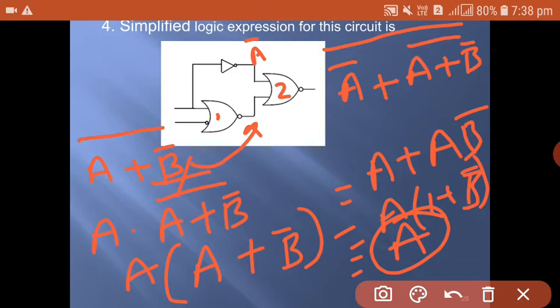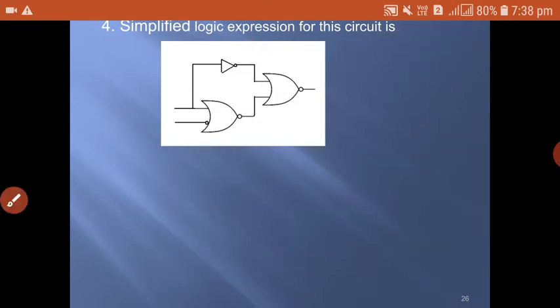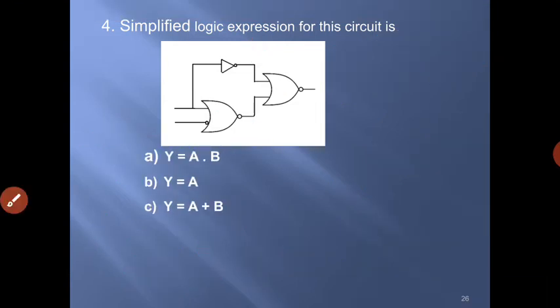Even though the circuit looks bigger, it has two variables, and the output depends only on the a input. That you need to observe. So the output expression will be equal to a. Option B is correct, Y is equal to a only. This is the way of realizing the output expression of a given logic circuit.